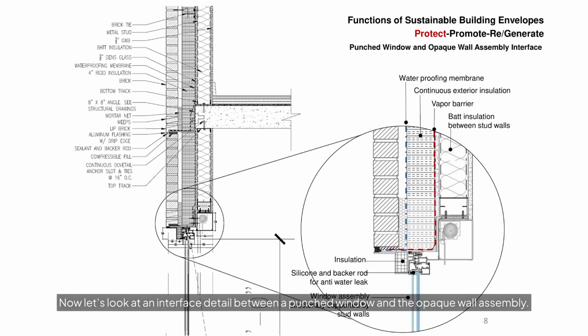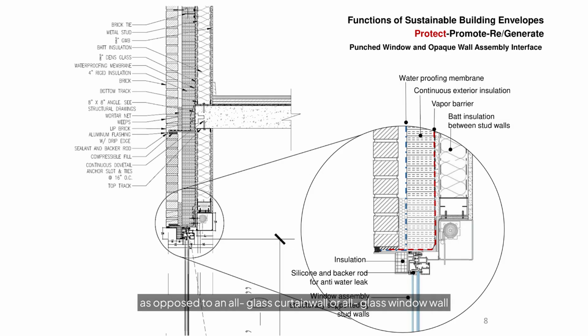Now let's look at an interface detail between a punched window and the opaque wall assembly. A punched window refers to a window that sits in an opening within an opaque wall, as opposed to an all-glass curtain wall or all-glass window wall that we discussed in the previous slides.